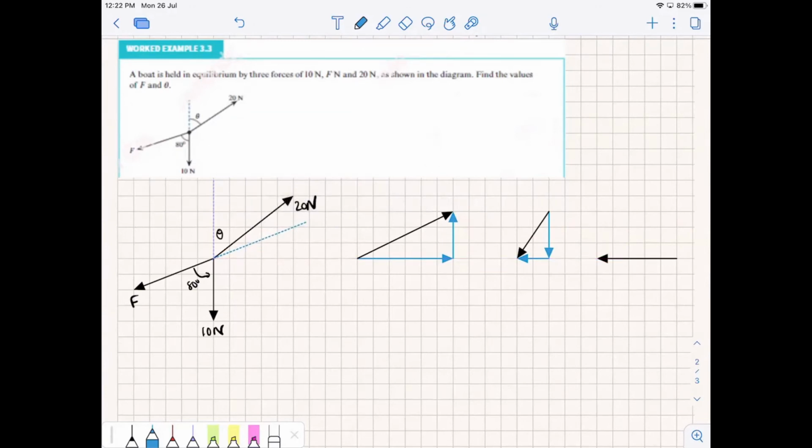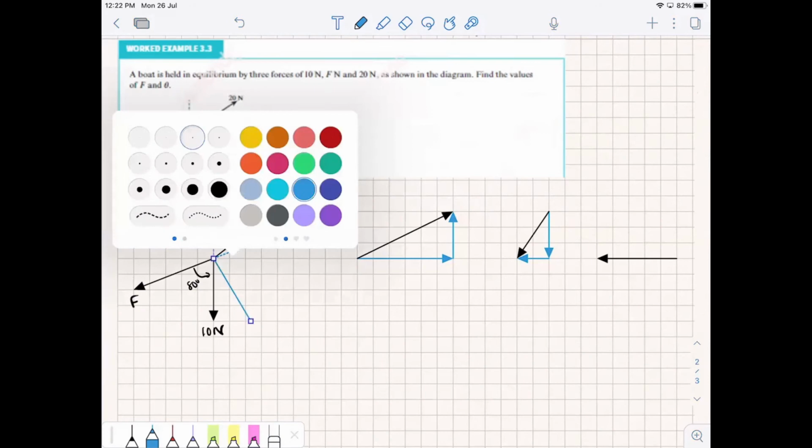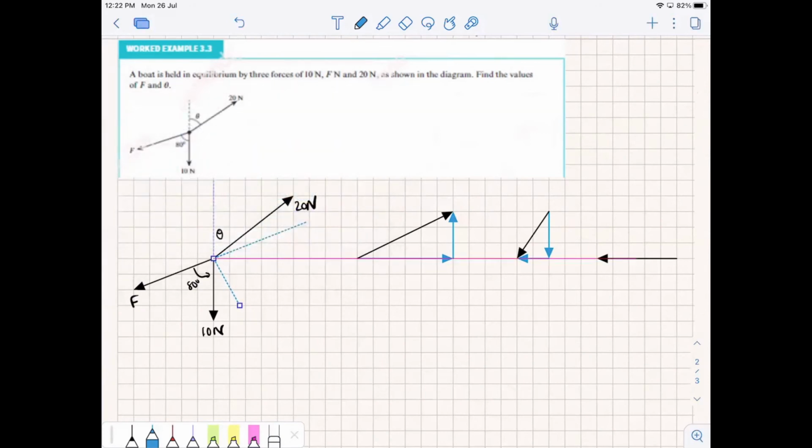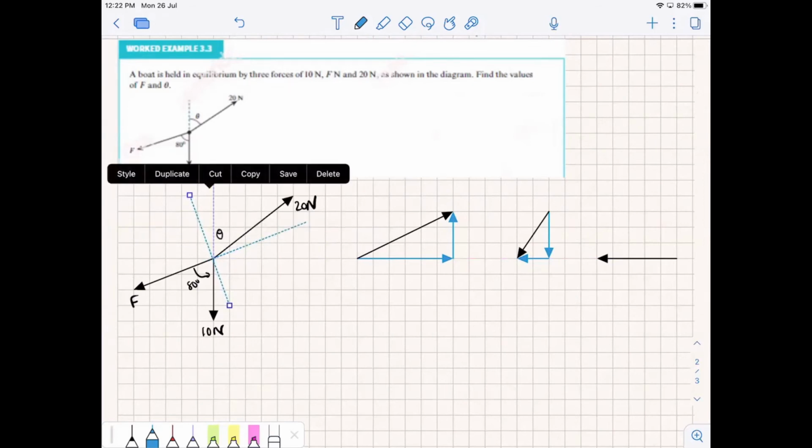That's my new line of action, right? If that's my new line of action, the line perpendicular to this is the other line of action. And we can extend that over to the other side. So those are my two new lines of action.